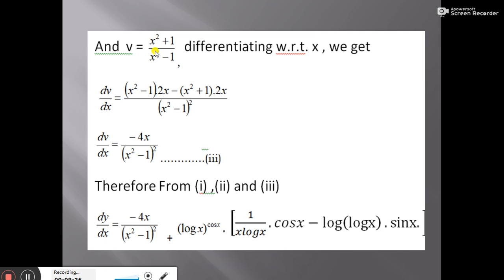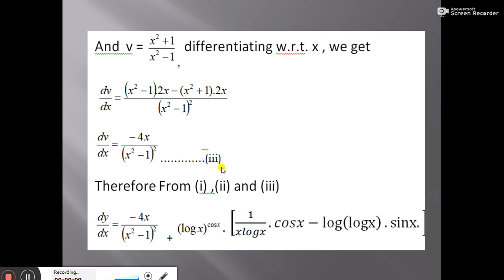Differentiating with respect to x, apply the quotient rule. That means dv/dx equals (x square minus 1) into the derivative of x square plus 1, which is 2x, minus (x square plus 1), the numerator as it is, into the derivative of x square minus 1, that is 2x, all over (x square minus 1) whole square. Then simplify this, we get minus 4x upon (x square minus 1) whole square. Say this is number 3.